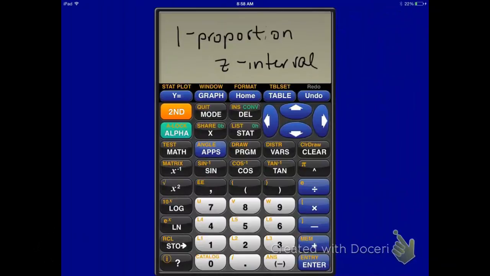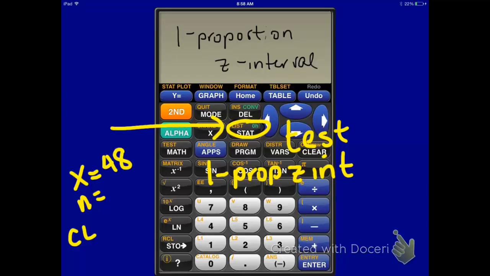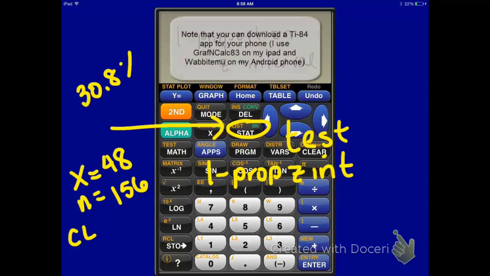If you would like to do a 1 proportion Z interval all in a couple of buttons on the TI-84, you're going to choose stat, then the menu test, and then 1PropZInt. You have x equals, n equals, and then the confidence level. X equals, in our case, I believe it was 48, and n is 156. That was our 30.8%. And then the confidence level was 95%, or 0.95.